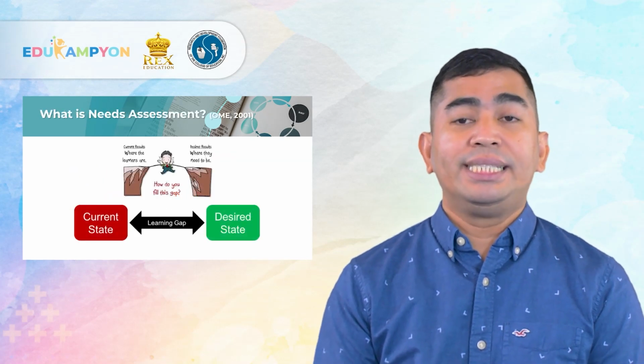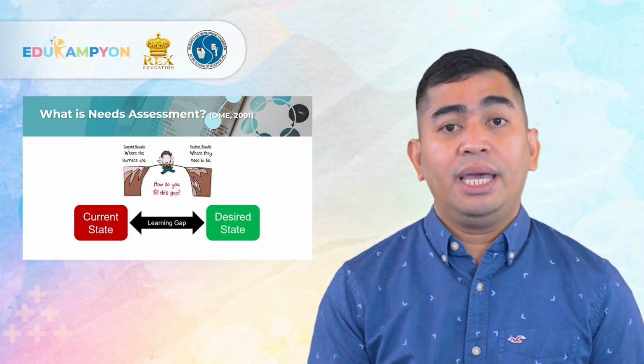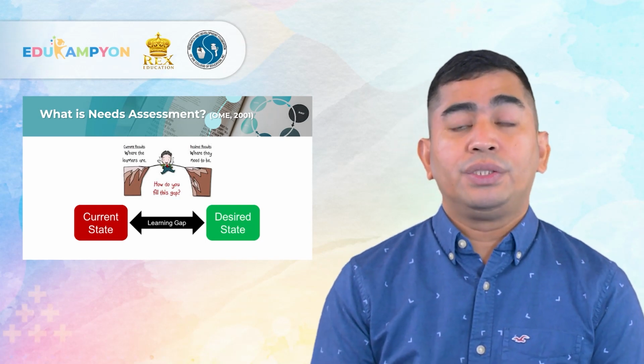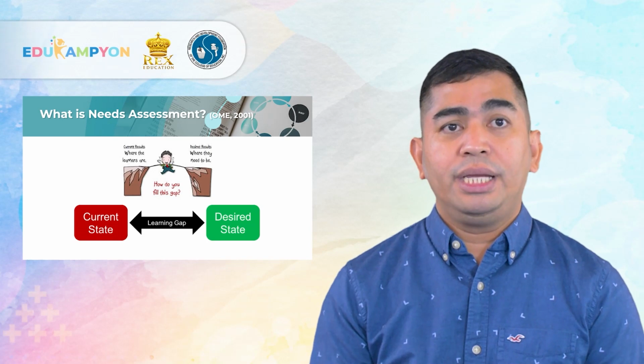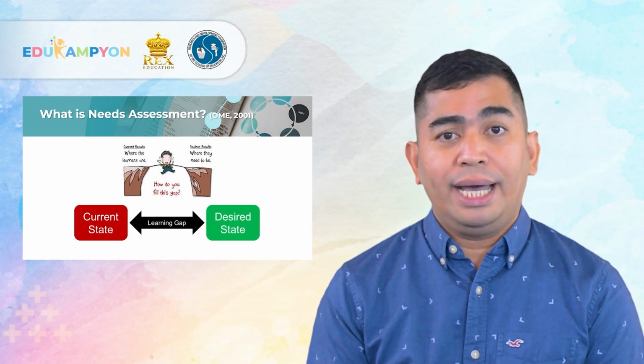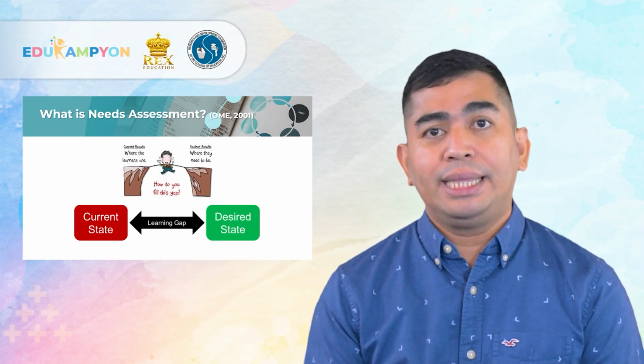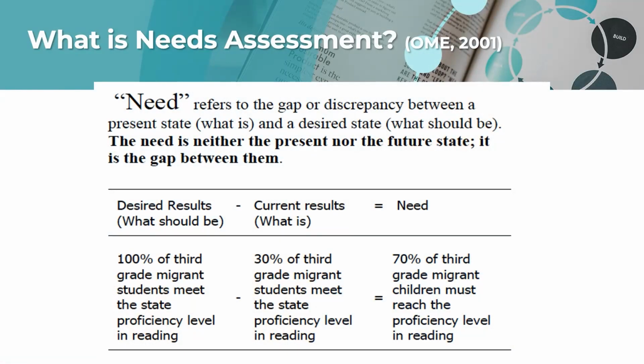For instance, this is your current state and this is your desired state. So that you could fill the gap, the learning gap, it's very important to look at the details of the evidence presented. This is an example of a specific needs assessment where the need is about migrant children in terms of proficiency level in reading.